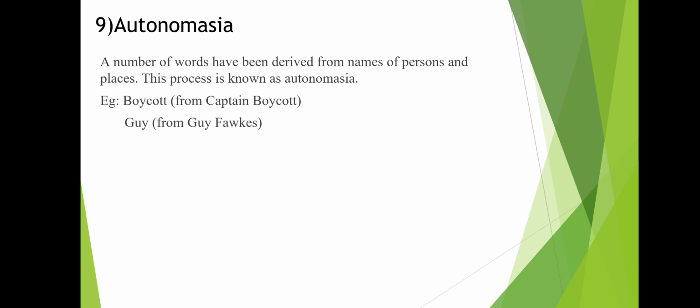Then the ninth one, eponymy. A number of words have been derived from names of persons and places. This process is known as eponymy. We have used the names of famous persons and places, and they have been adopted as words in general use. For example, boycott. It's a word formed from the name of Captain Boycott. Then guy, which is formed from the name of the person Guy Fawkes. So that is all about eponymy.